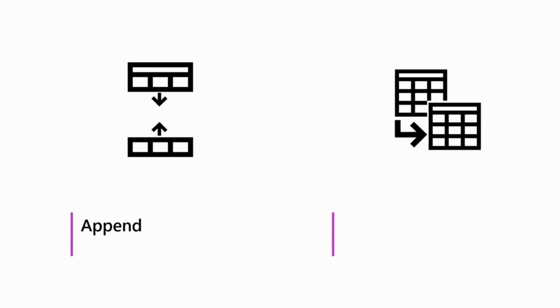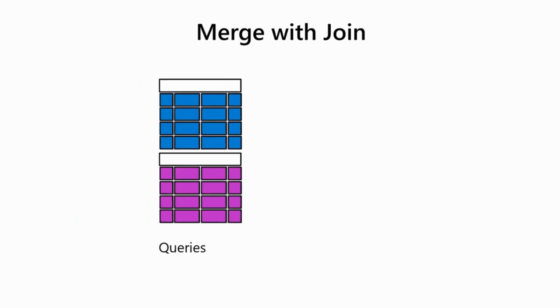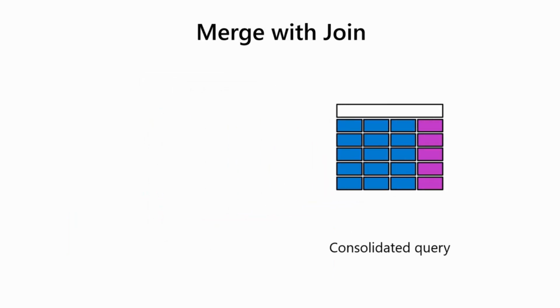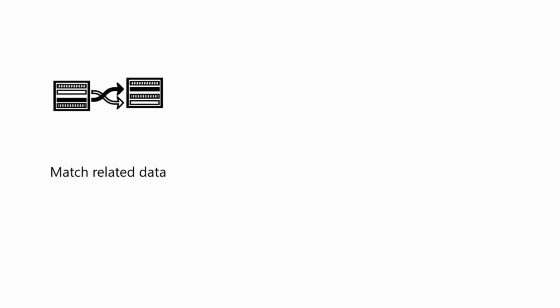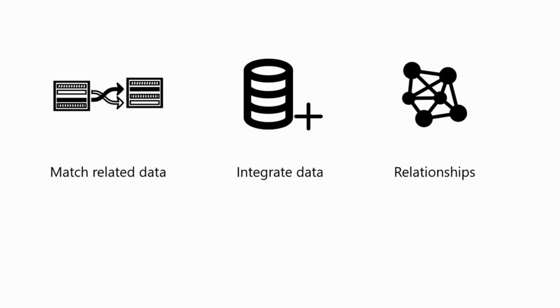of your data. In a previous video, you learned that there are two ways to combine data in Power BI: append and merge. In both merge and append operations, the use of join is essential for combining tables effectively. Let's explore merge with join in more detail. When you merge queries, you're combining the data from multiple tables into one, based on a column that is common between the tables. Merge with join allows you to match related data, integrate data, and explore relationships.